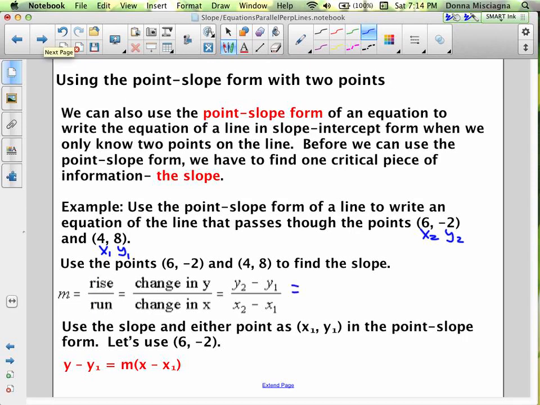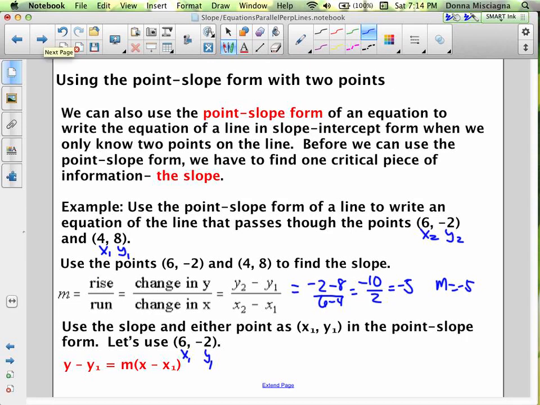All right, so I'm going to have -2 minus 8 divided by 6 minus 4. We'll simplify. -2 minus 8 is -10. 6 minus 4 is 2. That's going to reduce to -5. There's our slope. So we're going to use the slope and either point as x1, y1 in the point-slope form. Let's use (6, -2). It doesn't matter. This is the one we're going to substitute for x1, y1 in our equation here, and we have our slope, which is of course -5.